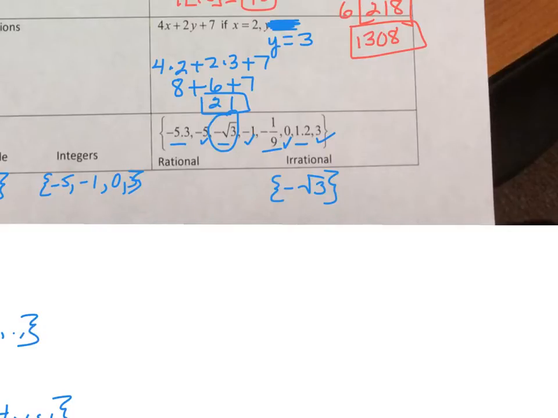So your rationals would be all of them that now have check marks, which would be everything except negative square root of 3.